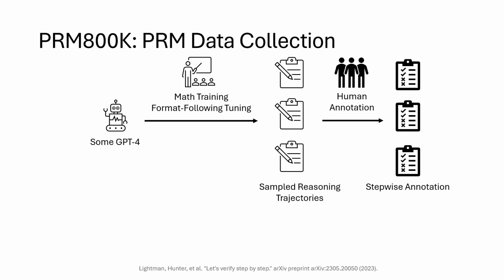So now let's take a look at how OpenAI collected this high-quality fine-grained data for doing stepwise supervision. Let's start with some GPT-4. We do not know what version it is. This model undergoes some math training to warm it up a bit on this math reasoning task, and OpenAI also did some format-following tuning. This is to make sure the generated output will follow some format, so we can split every reasoning step and also split the final answer out using some pattern matching.